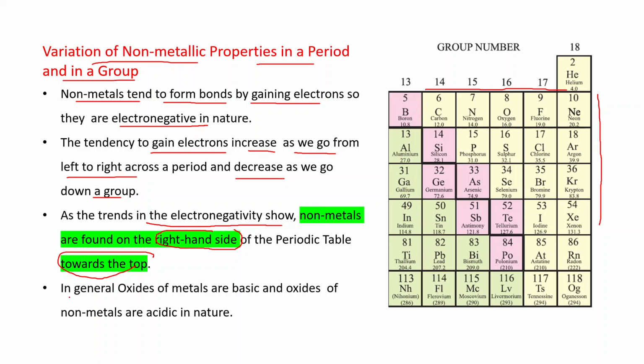And one more thing: in the metals and non-metals chapter, we have discussed that in general, oxides of metals are basic and oxides of non-metals are acidic in nature.